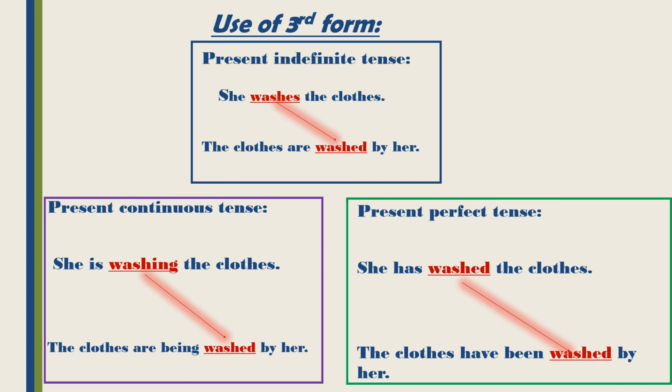Here is one more rule, the third one in front of you, that is use of third form. Always we have to use third form in all tenses. So this is a very easy step. You can easily see in these three boxes. In the present indefinite tense, we have used the third form of verb wash, washed. In the present continuous tense, we use the third form of verb, washed. And in the present perfect tense, we also use the third form of verb, that is washed. So keep in mind that we have to use third form of verb always in the passive voice of all tenses. So this is the third step.